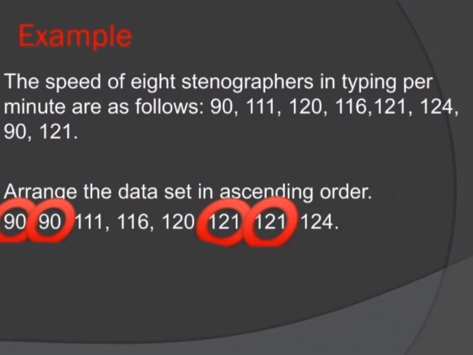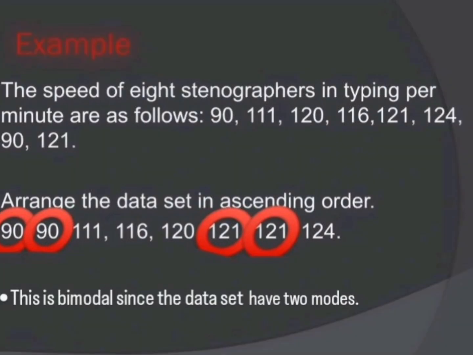In this data, the most occurring numbers are 90 and 121. So therefore, the data set has two modes, and that is 90 and 121. The dataset is said to be bimodal, so if we have two modes, we call it bimodal.